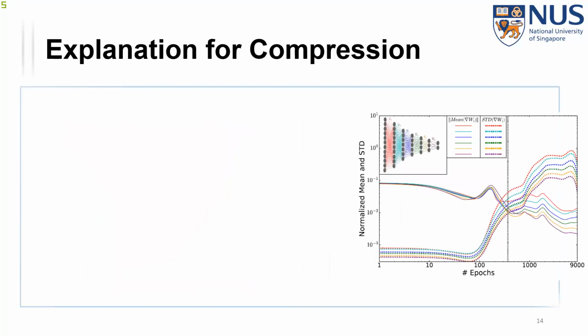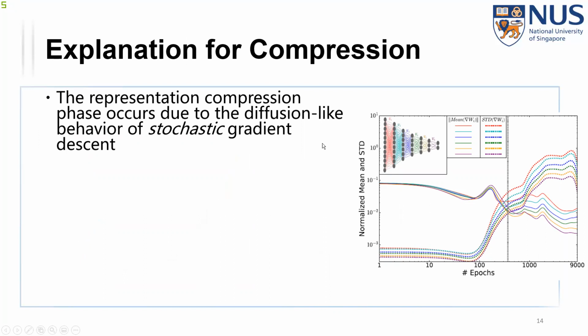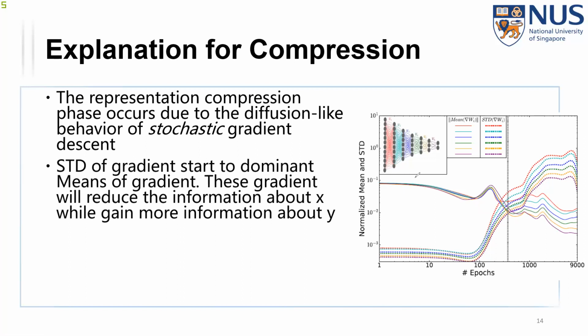Next is the explanation from the authors of why the compression stage happens. It says that the representation compression phase occurs due to the diffusion-like behavior of stochastic gradient descent. You can see from the right image that at first, the mean of the gradient dominates the STD of the gradient. But after a while, the STD, the standard deviation of the gradient, starts to affect the real direction of the mean of the gradient. So it starts to make things diffuse, more randomized. So that's why, here, it depends on how we initialize.